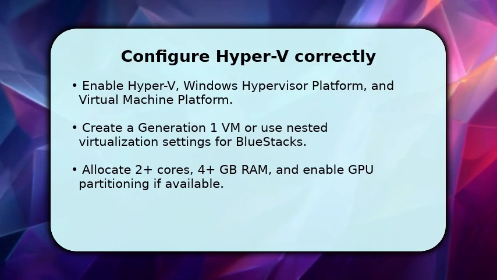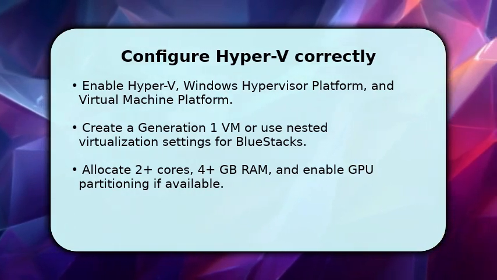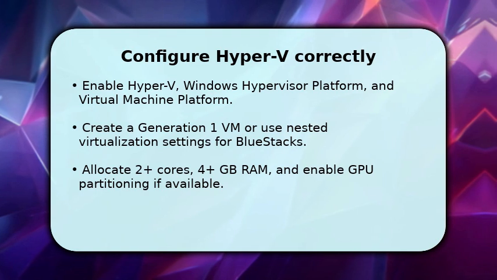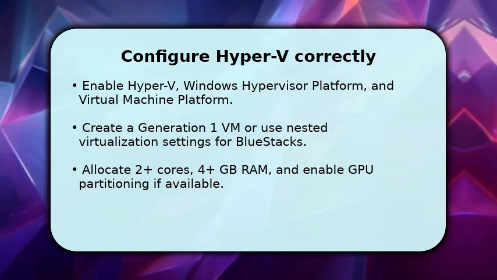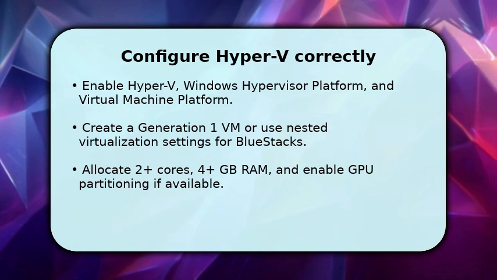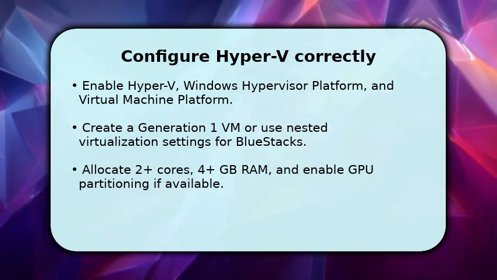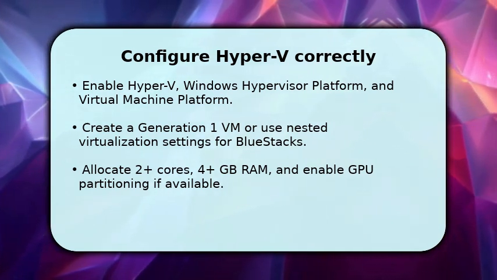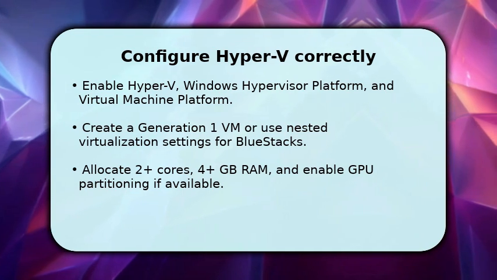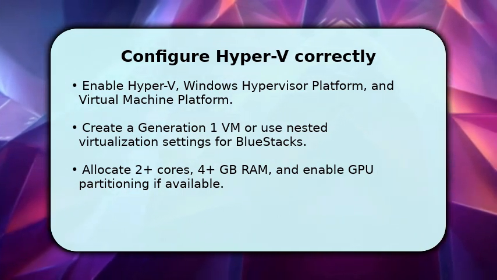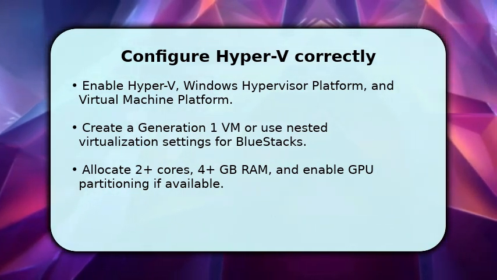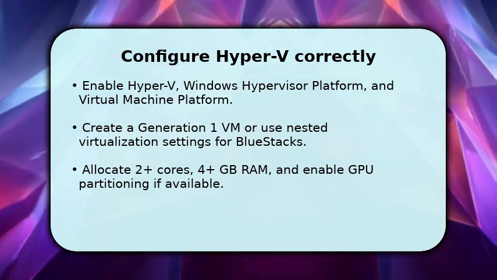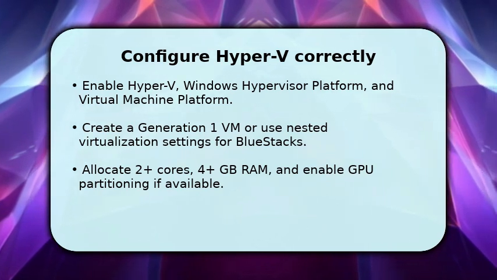Now you configure Hyper-V features. Open Windows Features and enable Hyper-V, Windows Hypervisor Platform, and Virtual Machine Platform. Reboot when prompted. Once active, create a VM tuned for Bluestacks. Prefer Generation 1 if compatibility issues arise, or enable nested virtualization on Generation 2 so Android can run. Assign at least 2 CPU cores, 4 GB of RAM, and map GPU resources or enable GPU partitioning if supported. Doing this prevents common performance and compatibility failures later.